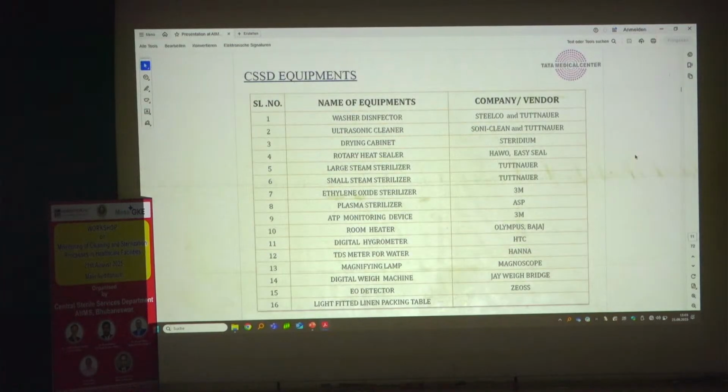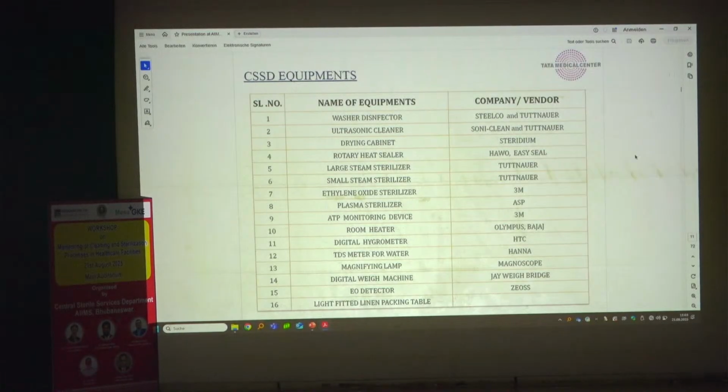The equipment in our CSSD, because we have two CSSDs. One is just beside the OT complex, in phase 1 on the second floor, and another one is in the basement in phase 2. Basically, the phase 1 CSSD provides the sterile goods to the OT and the bone marrow transplant unit, because it is a cancer specialized hospital. Tata Medical Center is a cancer hospital. It is not a general hospital, so a BMT unit is there for bone marrow transplant patients.